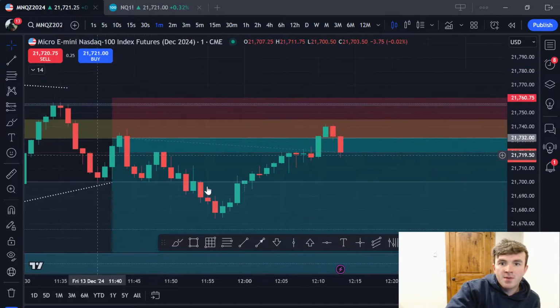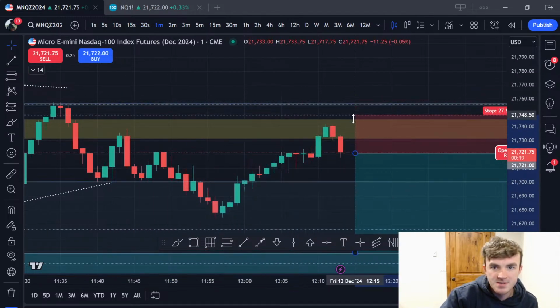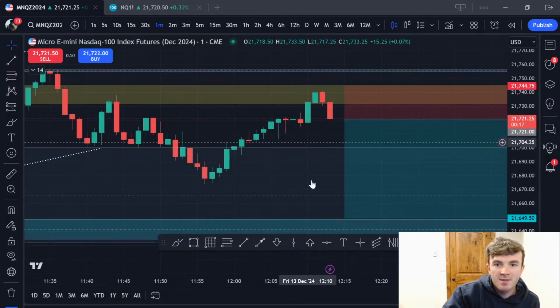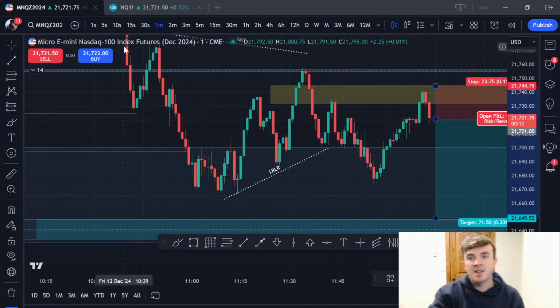We're getting an inverse off of this. Maybe I could re-enter here. I don't know though. I'm kind of thinking this might be overtrading if I do something like that. I'll take it on demo.